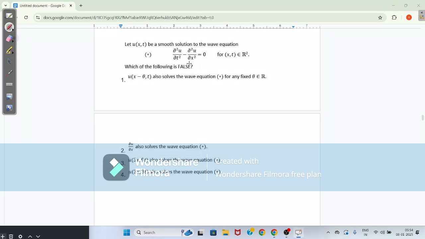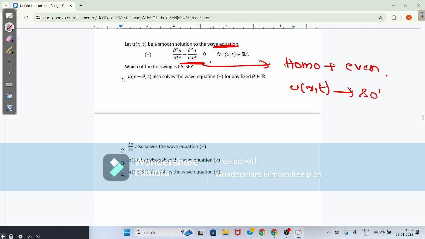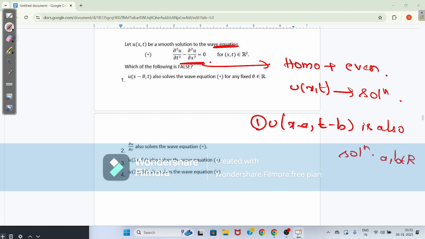Now here, this is the question which has been given. This question is of a wave equation. So this question implies it is a homogeneous equation with an even solution. So u of x comma t will have a solution if and only if u of x minus a, t minus b is also a solution, for a comma b belonging to R.